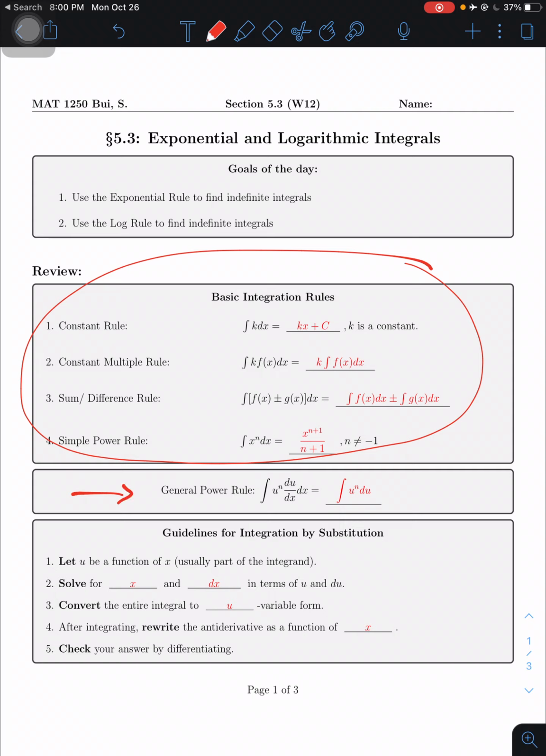If you want to think about it, the x's can be canceled in here, and that leaves us with the integral of u to the n power du. And this one, how can we use substitution in integrals? So here's the 5-step process so that we can learn how to use substitution in integration. And if you want more examples, let me know.